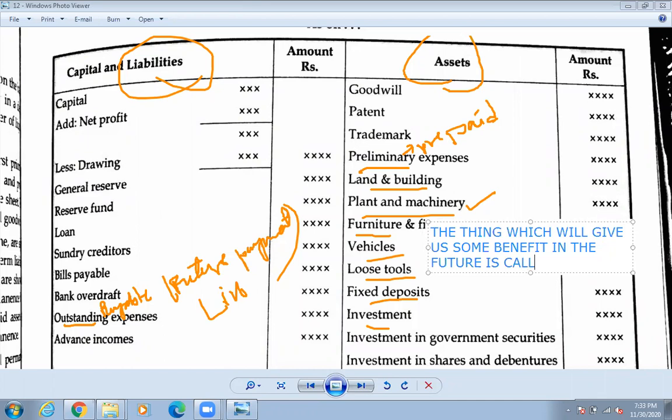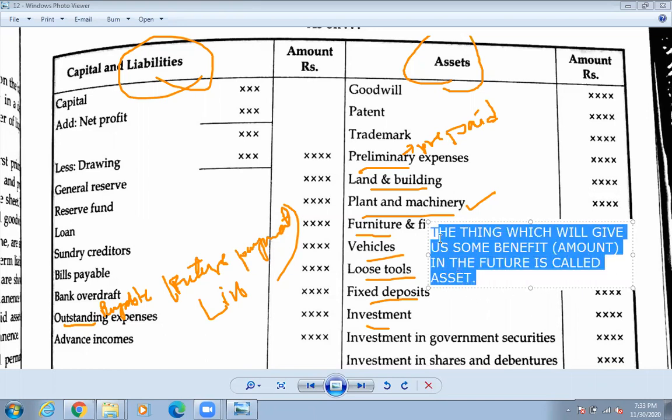It's called assets. Right? So hamile chai pura faida paunchau. Okay, we are going to get the benefit, which means we are going to get some amount, money. Right? Hamile chai kahile amount paunchau. Paisa paunchau. Pachi gaera chai future ma chai hamile paisa paunchau. And that is called the assets.